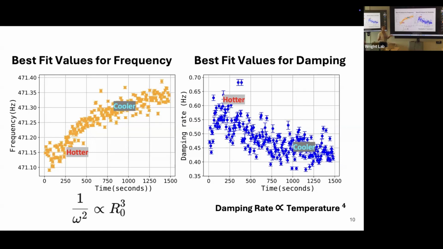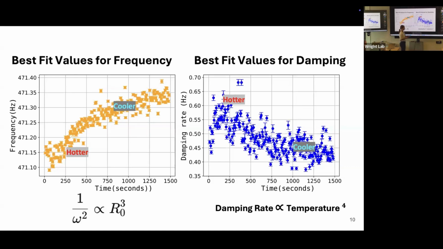One of the properties of superfluid helium means it has a self-cooling evaporation, like how humans sweat to cool ourselves. Our drop is evaporating. So here, at the time where it's a little hotter, our frequency is lower, and as our radius decreases, we get a cooler temperature and a higher frequency.